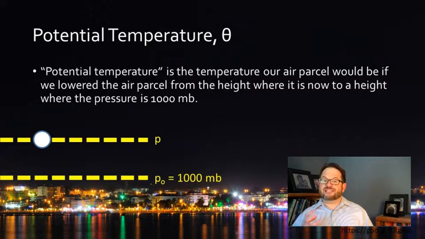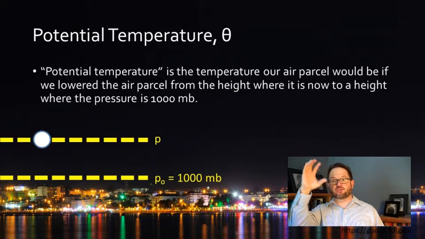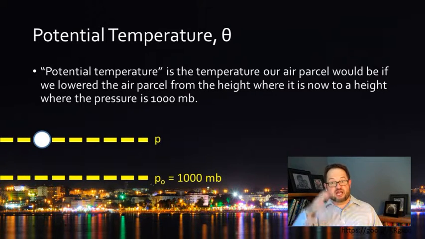And so we have this variable called potential temperature, theta, and potential temperature is defined as the temperature our air parcel would be if we lowered the air parcel from the height it is now to the height where the pressure is 1,000 millibars. So you take the air parcel, let's just say it's at some height, some pressure P. Presumably that pressure P is lower than 1,000 millibars. In other words, the air parcel is higher above the ground than where you would find the pressure of 1,000 millibars. And then we lowered that air parcel to the height where the pressure is 1,000 millibars. And this gives you a temperature there. That would be the temperature the air parcel would be if you lowered it dry adiabatically to that level.